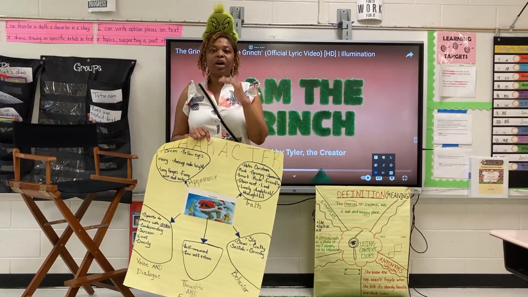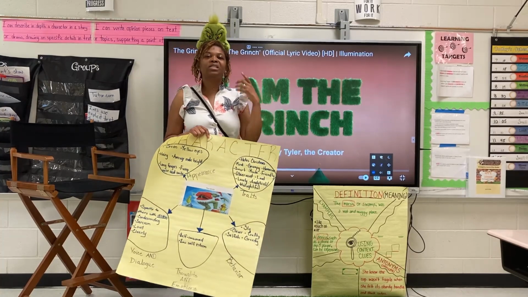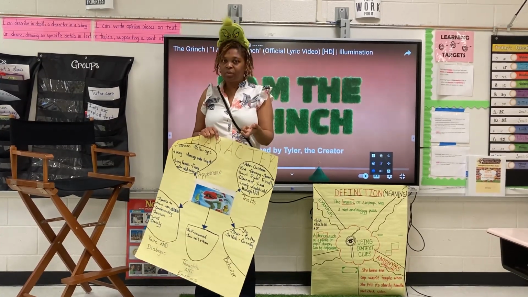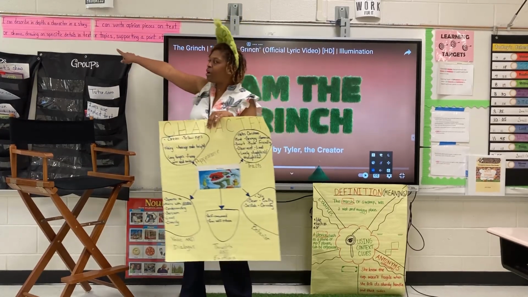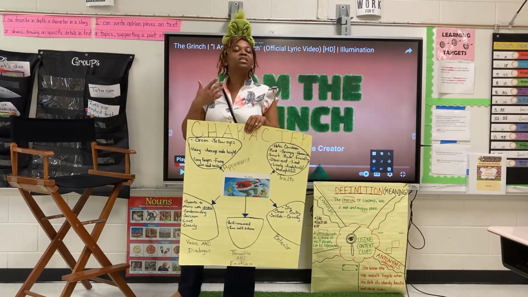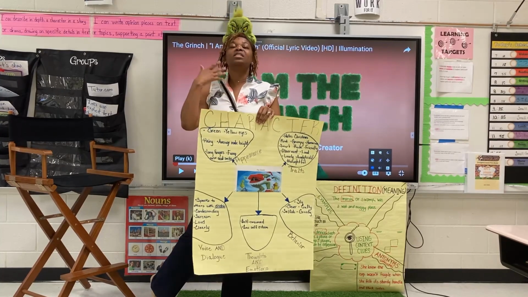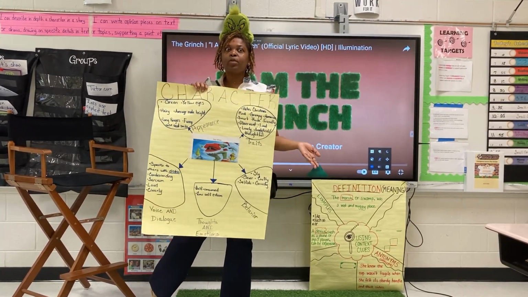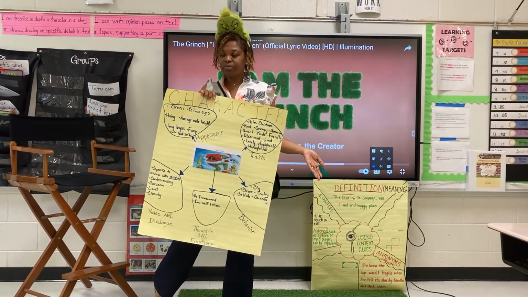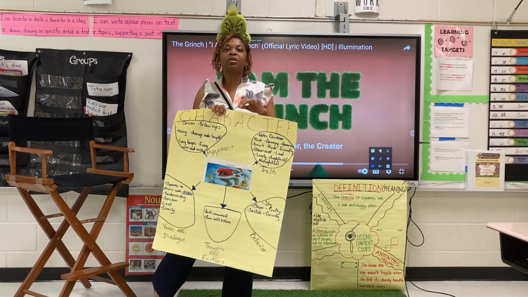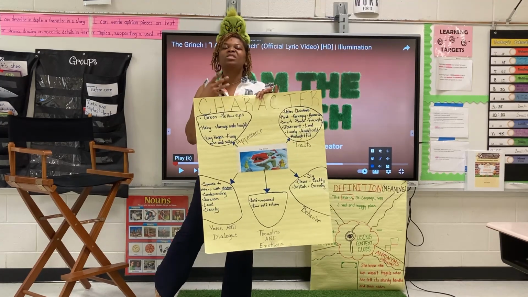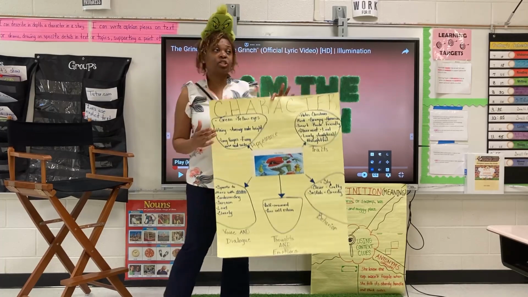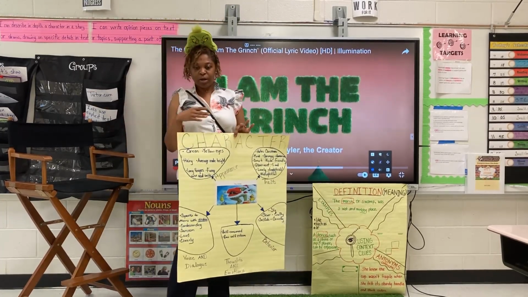The purpose of listening to the song is to listen for how the songwriter is characterizing or describing, because describe is a part of the standard. We're listening to how the songwriter is describing the character, the Grinch here. So now they have a purpose for why they're listening to this song. And by the end of the song, they should be able to retell or describe the character traits of Mr. Grinch.